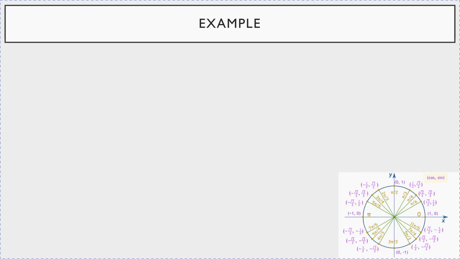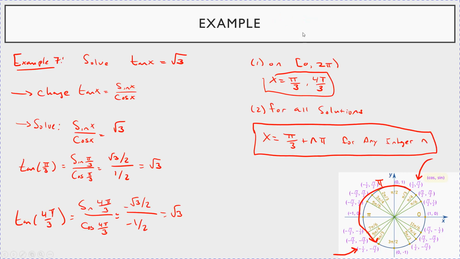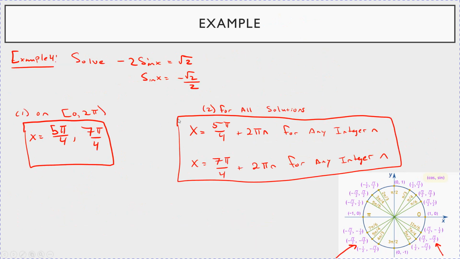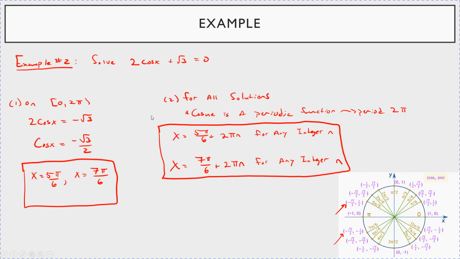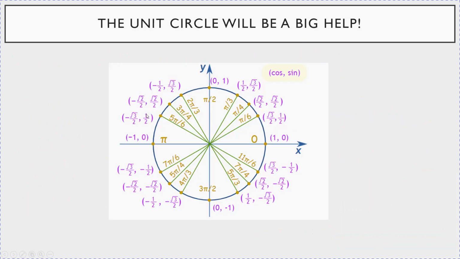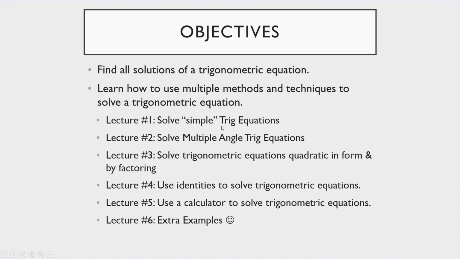Hi class, this lecture continues talking about solving trigonometric equations. This is lecture number 2 in this series. What I want to go back to is we talked about how you solved these very simple trig equations, and now I want to talk about how you solve multiple angle trig equations.